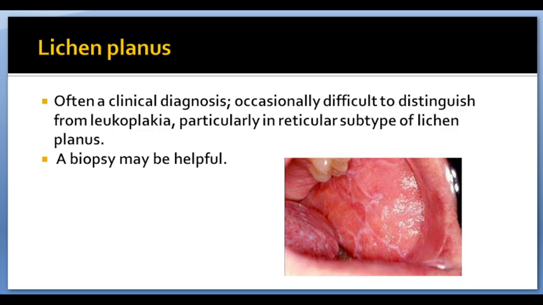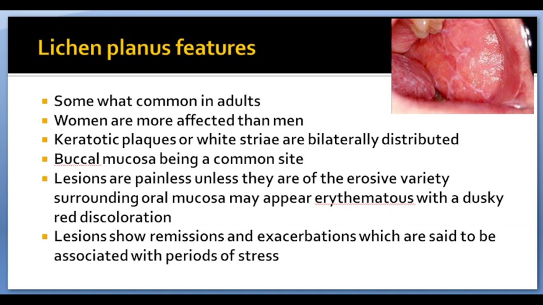The reticular type of lichen planus resembles leukoplakia. It is more commonly seen on the buccal mucosa, common in adults, particularly after the fourth decade of life. Women are more affected than men. The erosive variety of lichen planus is painful and appears erythematous, and it is associated with stress.